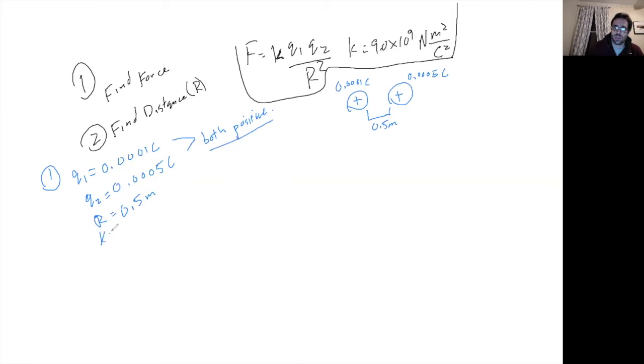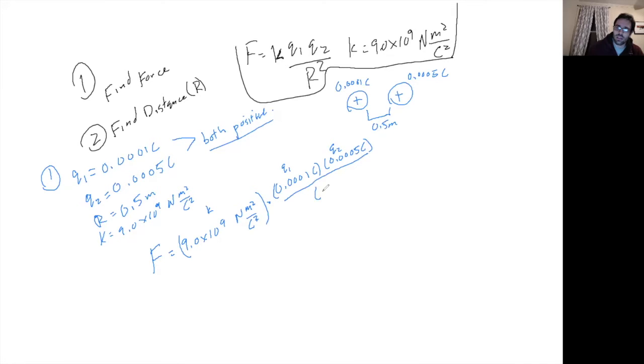Now we know that K from above is 9.0 times 10 to the 9th Newton meters squared over Coulomb squared. And now to find the force, all we have to do is plug our values in. So we have 9.0 times 10 to the 9th Newton meters squared per Coulomb squared. And then we're going to multiply that by 0.0001 coulombs for Q1. This is K. For Q2, we have 0.0005 coulombs. And then we're dividing by 0.5 meters squared. That's my R value.